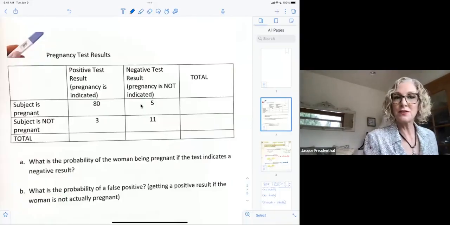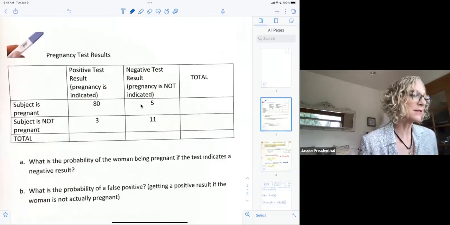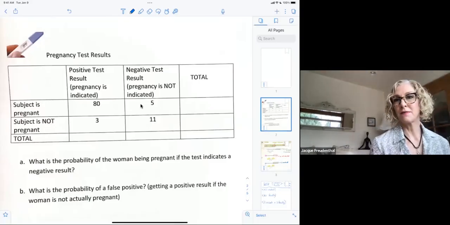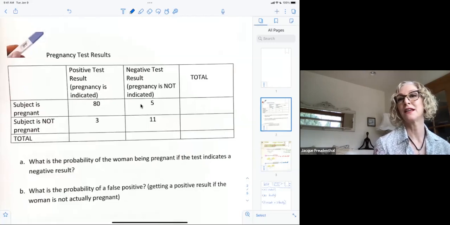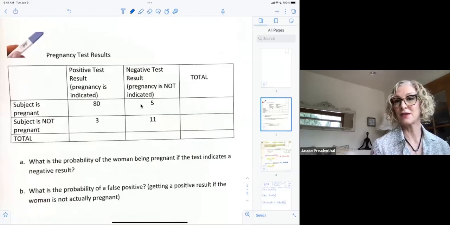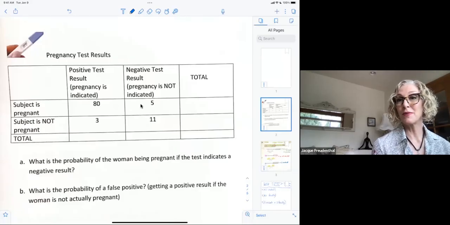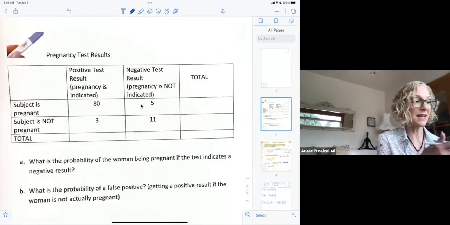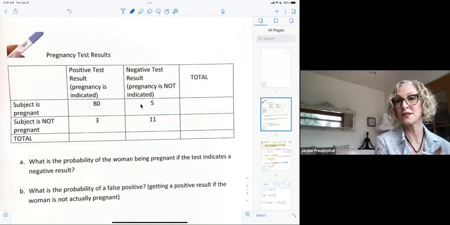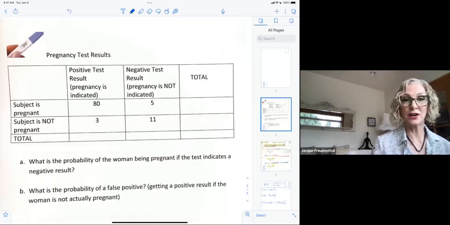Okay, so what you see on your screen is the pregnancy test results. When we started the Zoom meeting yesterday, we were looking at students who listen to music while they're studying or not. It was male, female, and then the category listen to music or not listen to music. So that was the 2x2 contingency table. This is another example of that. And I have already written the column and row totals to help you get started.